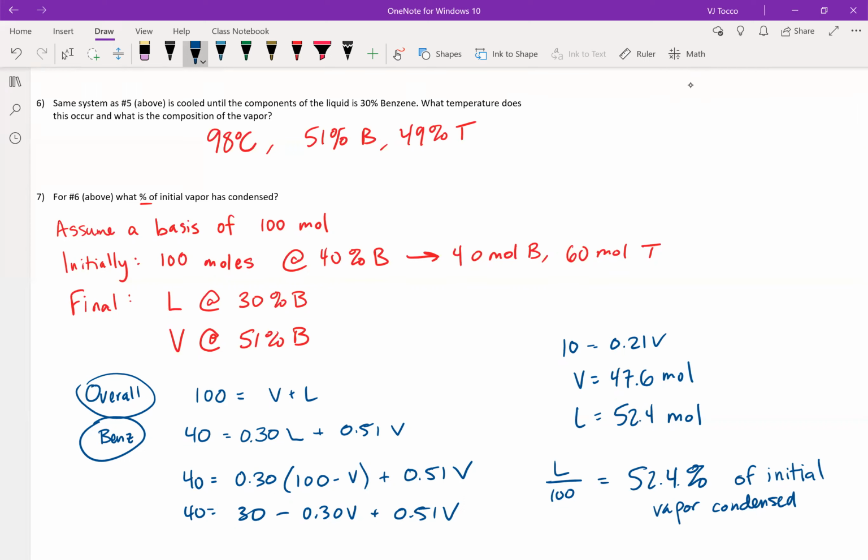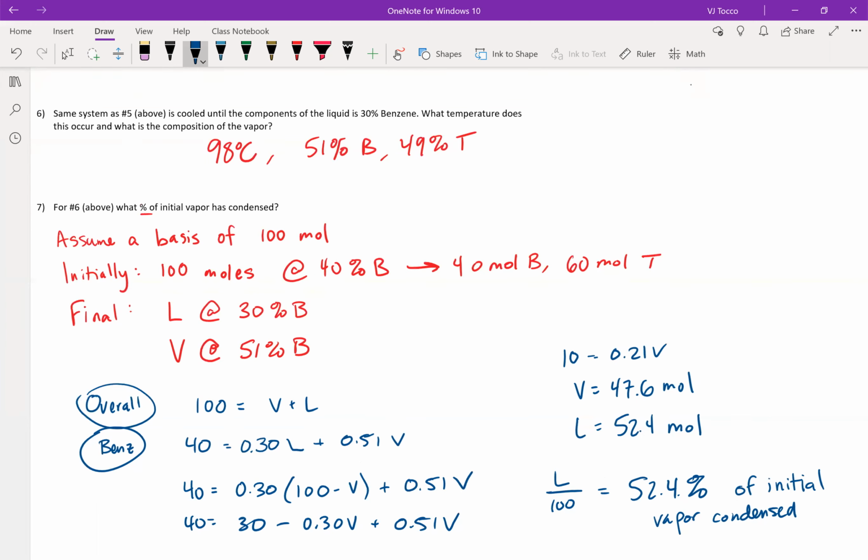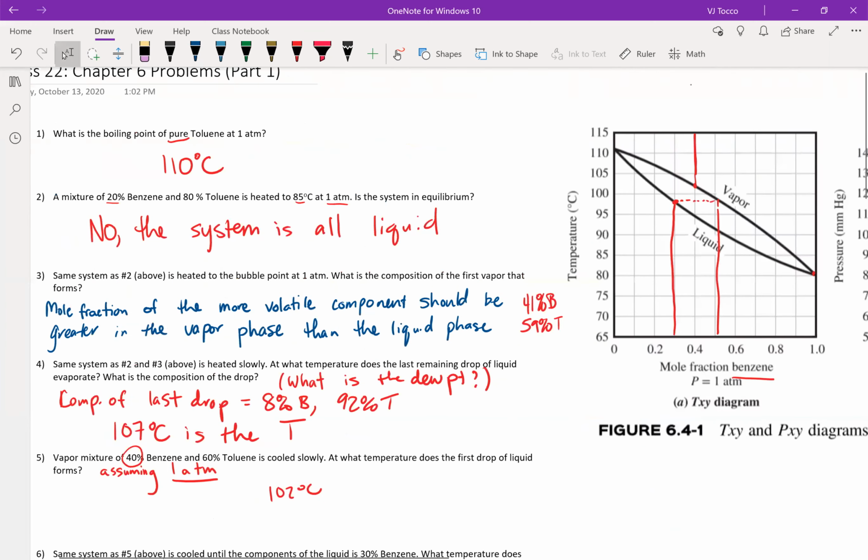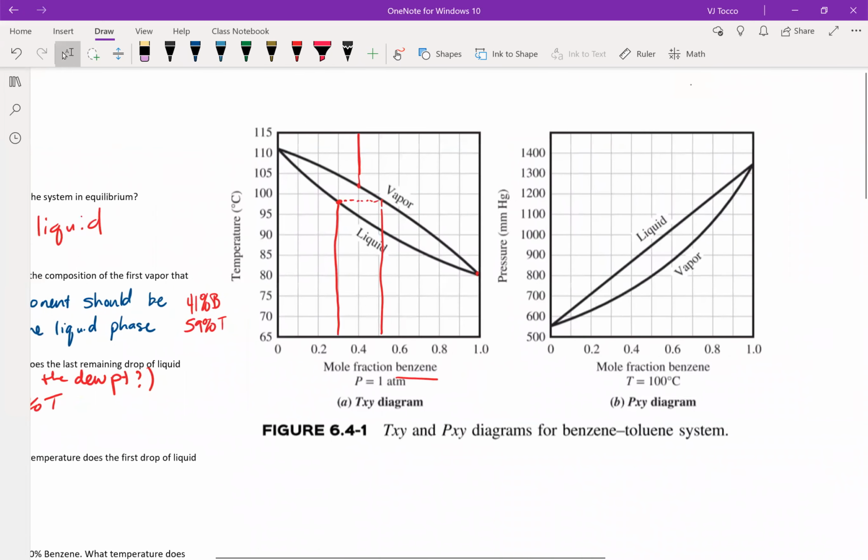So hopefully this video gives you some more practice and intuition about how to use these TXY diagrams. Notice that I did all these example problems for the TXY, but you could use the same logic to figure out what the pressure is. And the PXY works exactly the same. The only difference is the vapor and the liquid are switched and temperature is on the y-axis instead. That'll be all for this video.